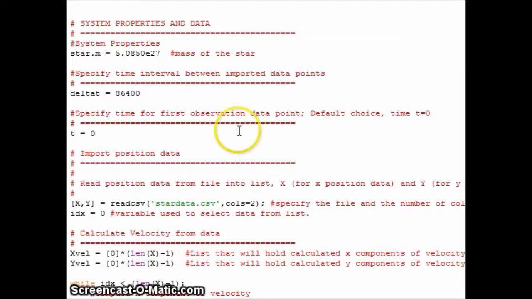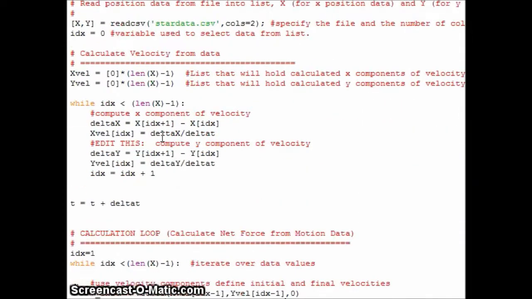Looking at my Python code, we can see that the mass of the star equals 5.0850 times 10 to the 27th. Delta t equals 86,400 seconds. These two values are given on WebAssign. Here, t equals 0, indicating that we are starting at time 0.